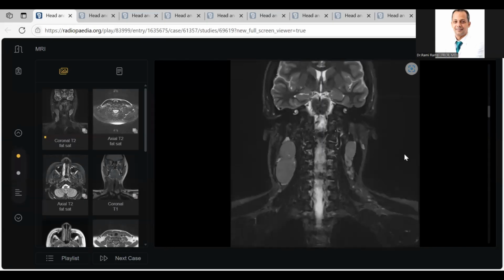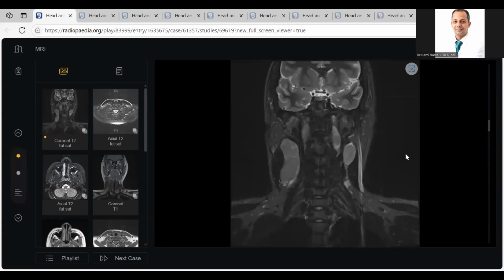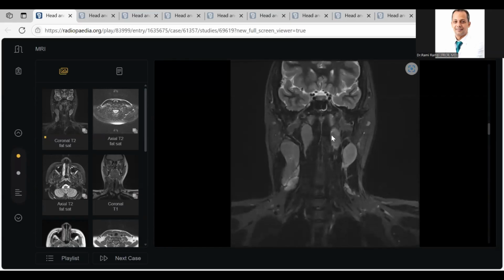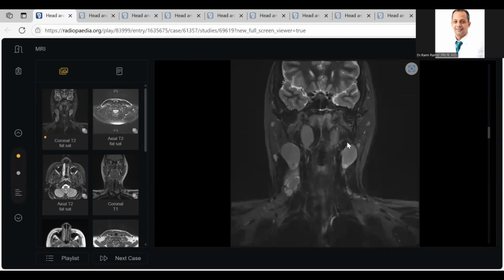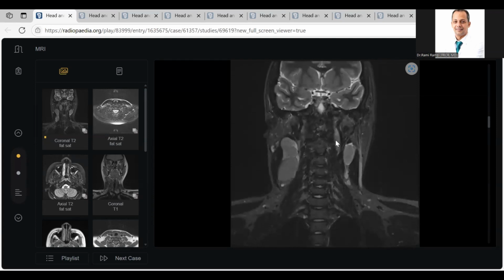The larger one is on the right side. There is also evidence of a well-defined similar intensity lesion, which I guess is abutting the rectus spinae muscles also. But I would like to confirm these on the orthogonal views, for which I would like to select the axial T2 fat sat image, sir, if you allow.